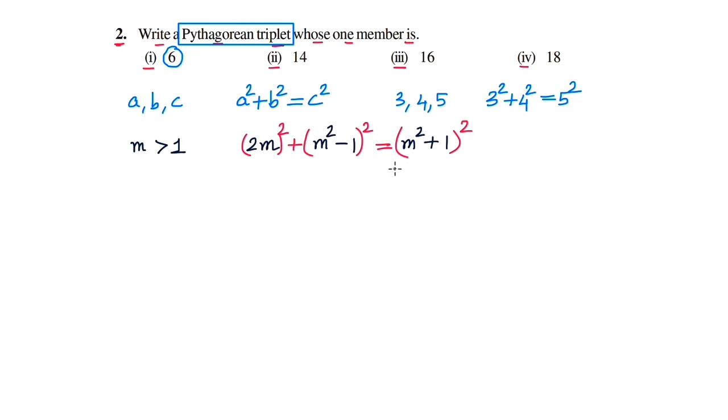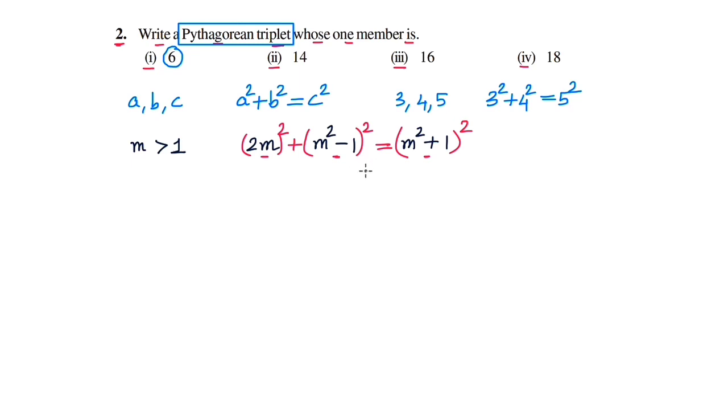So let us start with the first part. For each part we will check whether the given number could be equal to one of these expressions, 2m, m square minus 1 or m square plus 1, for some integer value of m. That will help us find m and all the members of this triplet. I hope you have understood what we need to do in this question.